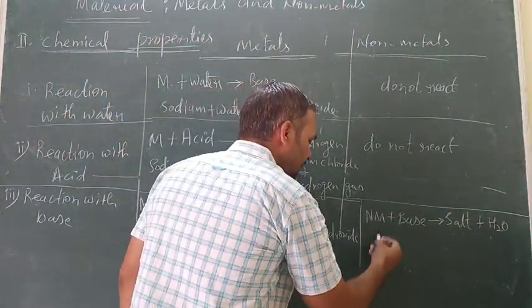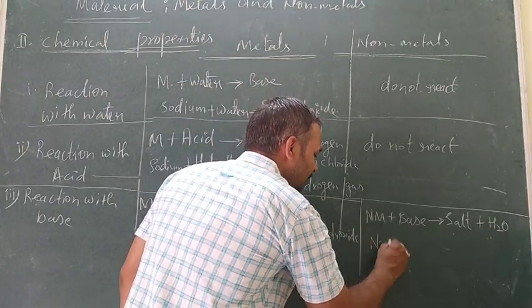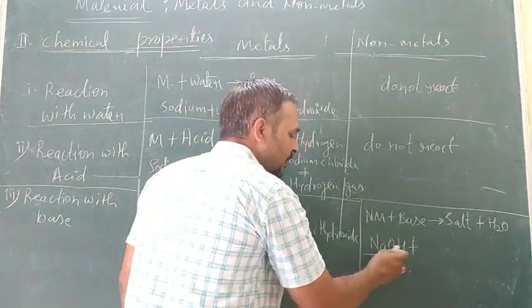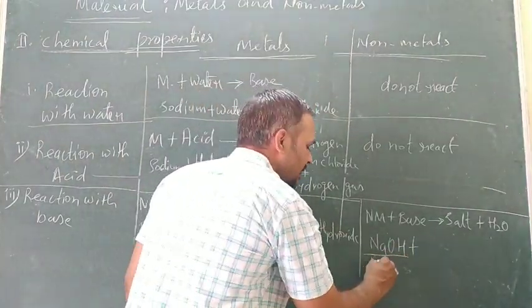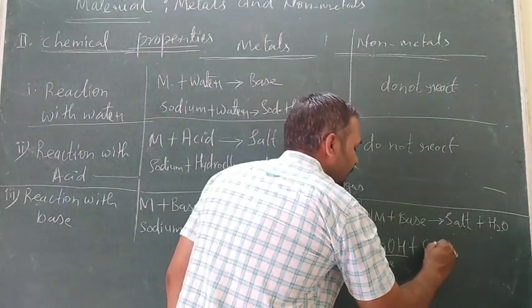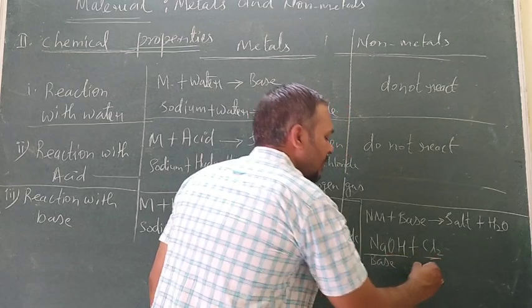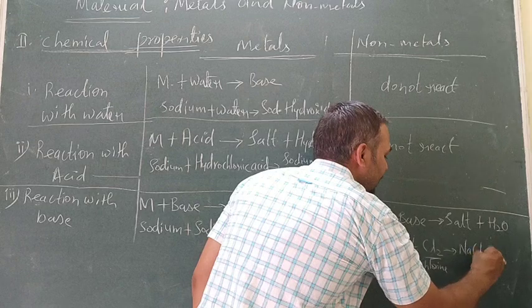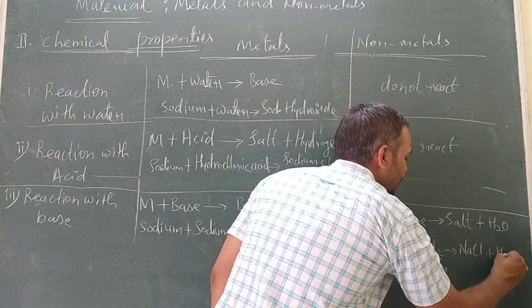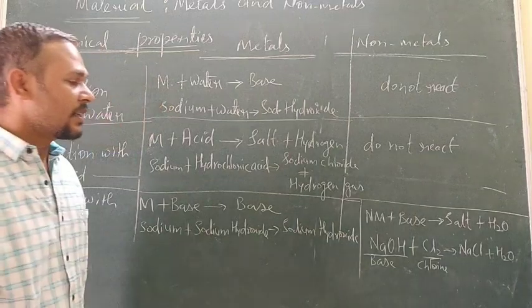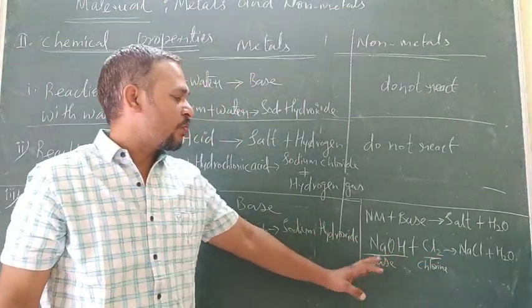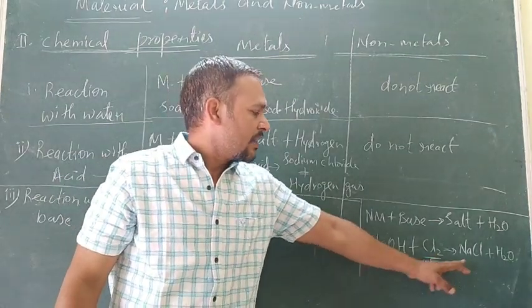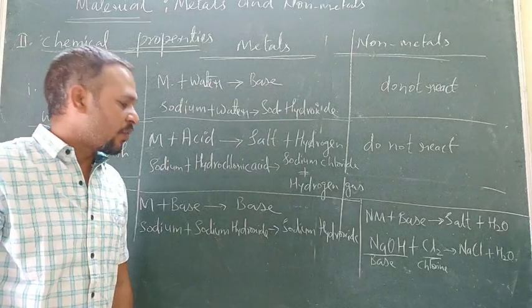How is it going to be clear? Suppose the base is sodium hydroxide you have taken, and this is the formula of sodium hydroxide, it is a base. And chlorine, Cl2, this is chlorine, and forming sodium chloride plus water. Is that clear? You are not allowed to write this here, but this is the chemical equation. You can write: base when reacting with chlorine forms sodium chloride, that is a salt, and water.